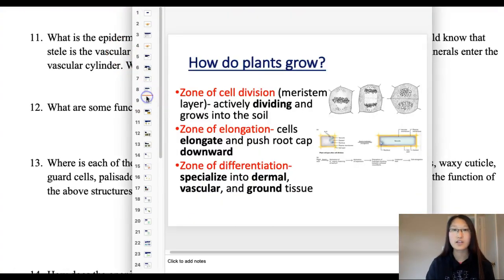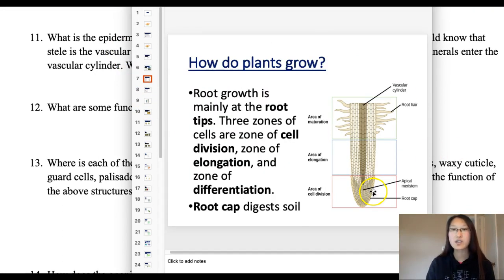What are the three zones of a root? We saw that earlier. Okay, so here we go. There are three zones of the root. There's the zone of cell division, or area of cell division, where there are a lot of apical meristems as well. These apical meristems are located at the tip of the roots, and they are rapidly dividing so that the root can keep on pushing downward.